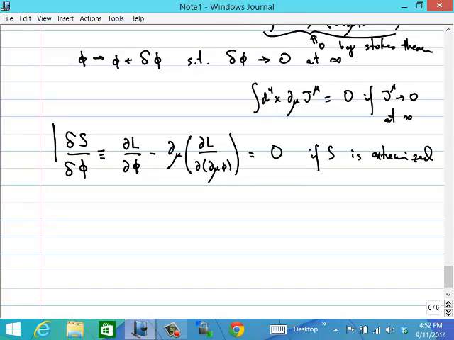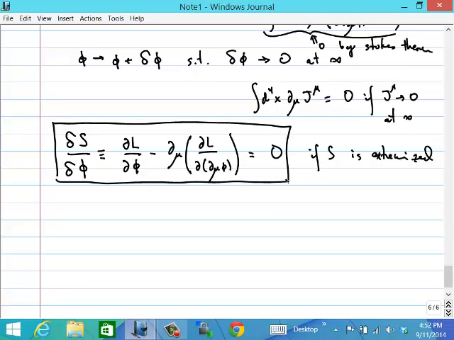And these then are the Euler-Lagrange equations that determine the dynamics of a classical field given the action of the field in classical field theory. Okay. Are there any questions on this derivation?